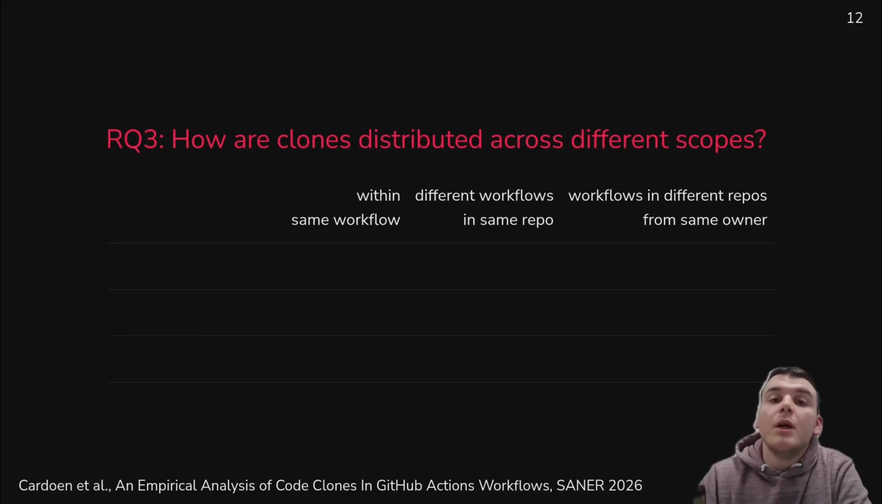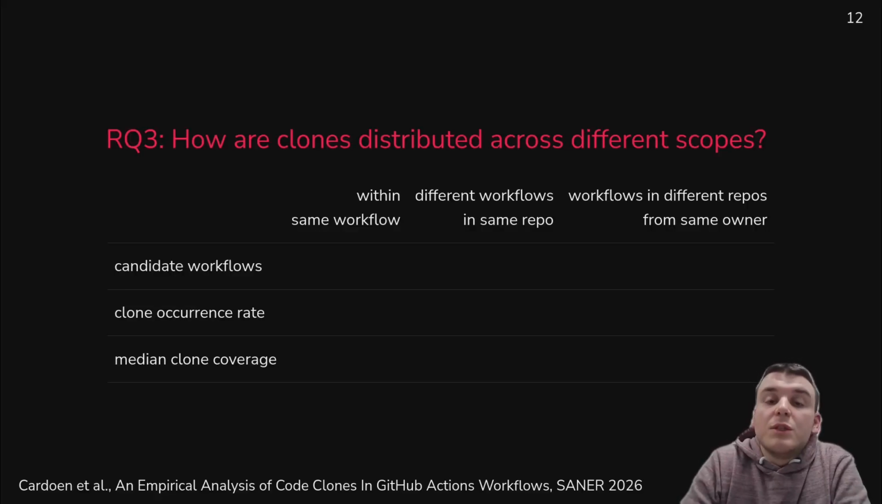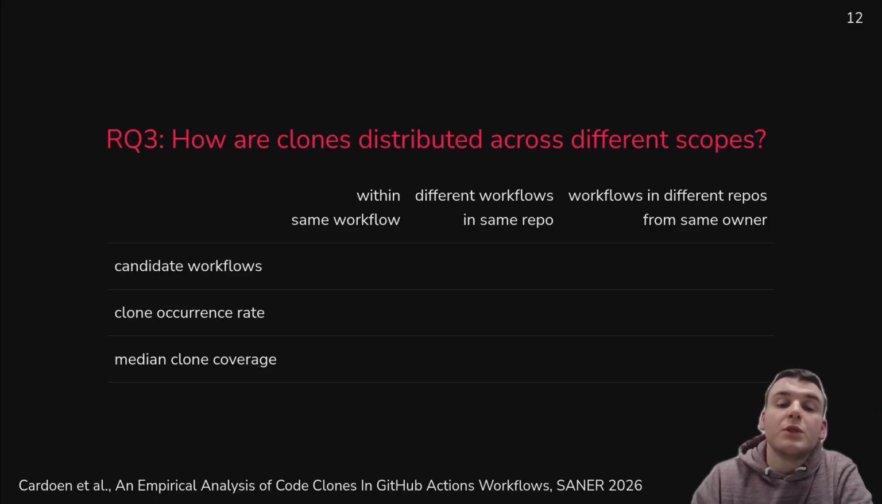Next, we set out to understand how our clones distributed across different scope. What we mean by scope is whether clones are within the same workflow, within different workflows of the same repository, or within different workflows of different repositories, all from the same owner. To do this, we computed three characteristics: the number of candidate workflow, which is the number of workflows that could have at least one clone in the given scope, the clone occurrence rate, which is the proportion of workflow with at least one clone with respect to the number of candidate workflows, and the median clone coverage, which is inspired by the test coverage, which represents the proportion of the workflow that is cloned.